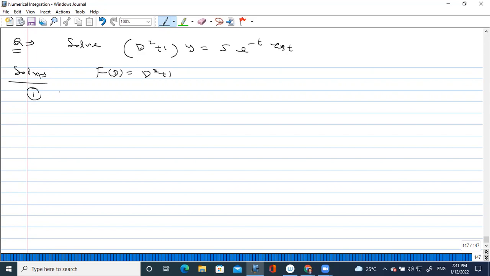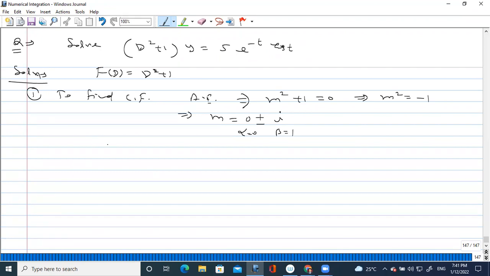Now number 1, to find CF, the auxiliary equation will be, in place of D you put m, so m square plus 1 will be equal to 0. So m square will be minus 1 and the two roots are m equal to plus minus i. Here you can write it as 0 plus minus i. So alpha is equal to 0 and beta value is equal to 1.